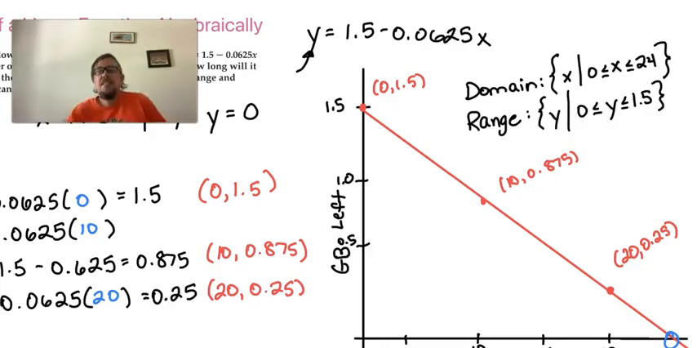What's the significance of this? The domain is the number of minutes for which we are downloading this. We're downloading from 0 minutes to 24 minutes. And the range is the number of gigabytes we have left to download. We start off with 1.5 gigabytes and we download until we have 0 gigabytes still left to download.